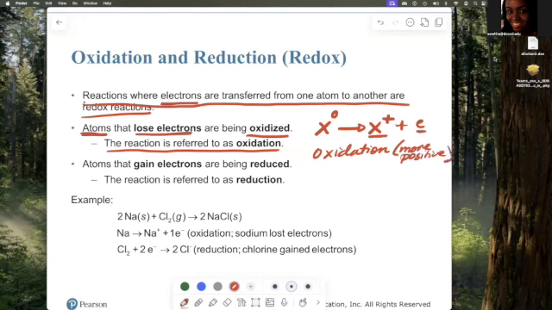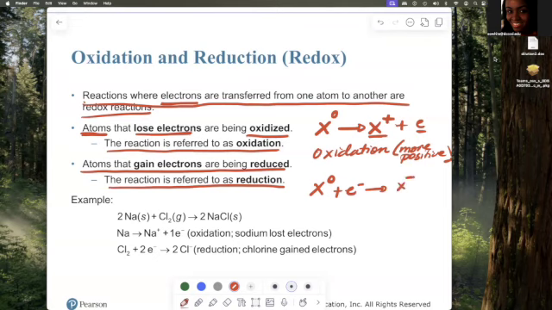Reduction is the opposite. In reduction, we're told atoms gain electrons and are being reduced. This reaction is referred to as reduction. In this case, you have the element, whatever it is, starting at 0, gaining an electron, and then it becomes X minus. So you have loss of electrons. And by the way, when you have electrons as products, we're going to judge this reaction as oxidation.